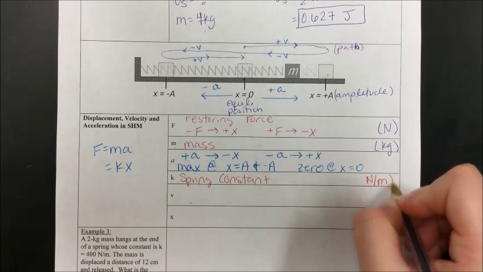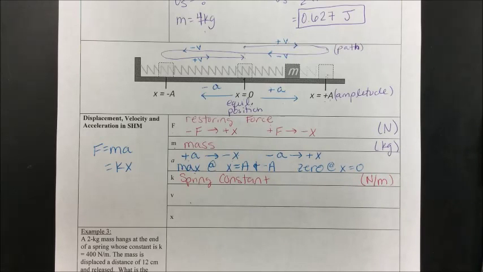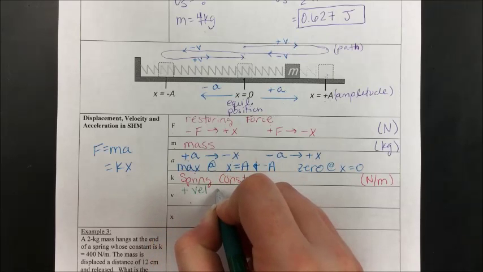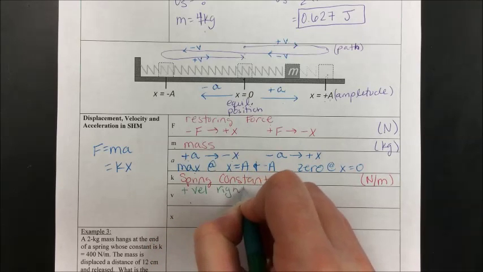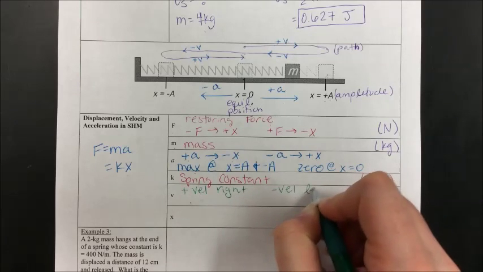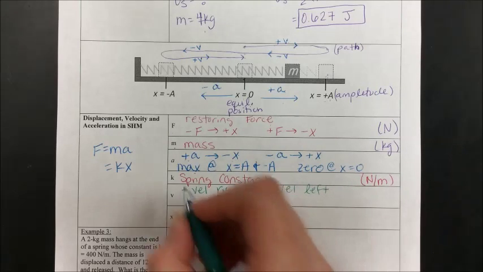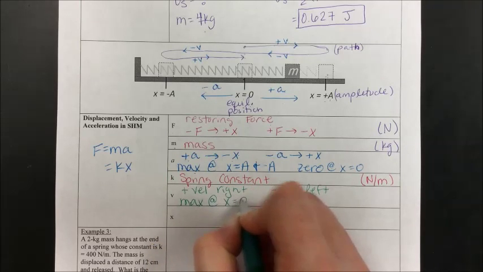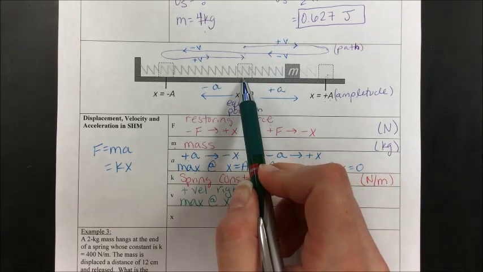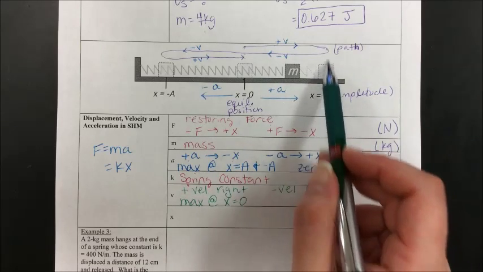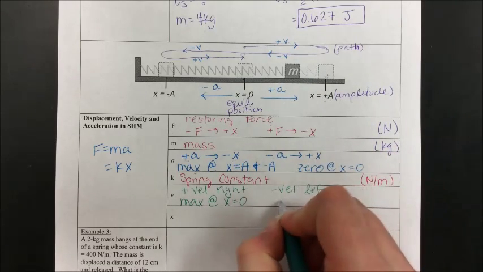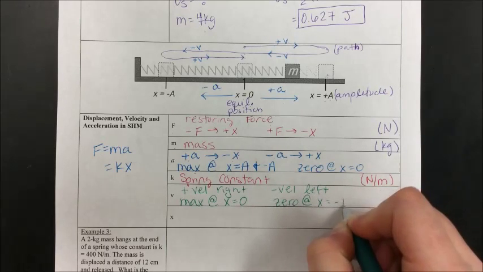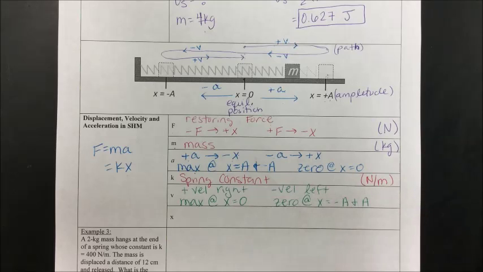Measured in Newton meters. Our velocity: as a reminder for our directions, positive velocity is to the right, negative velocity is to the left, and its max will be when x is at 0, right here in the center. It's going to reach 0 when it's at the ends. So this is opposite of your acceleration.